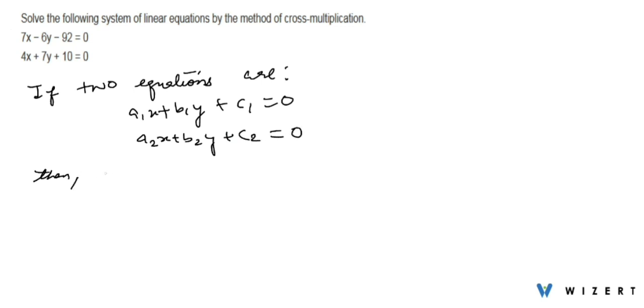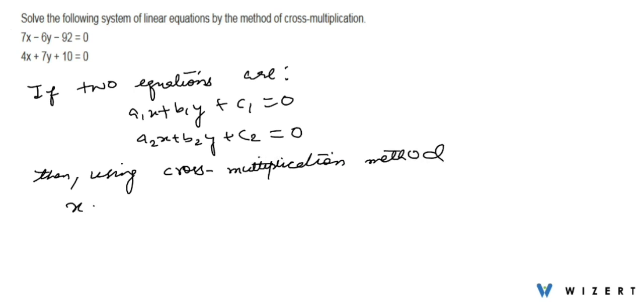Then using the cross multiplication method, how we find x is, x can be written as b1 c2 minus b2 c1 divided by b2 a1 minus b1 a2, and these b1, b2, c1, c2 and a1, a2 are the coefficients we can see in the two equations.